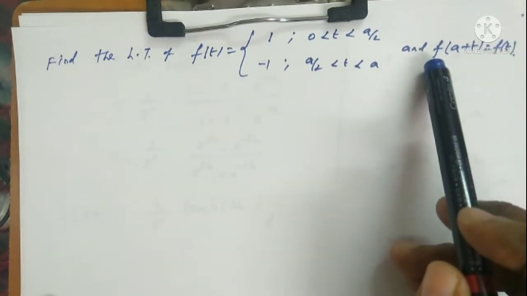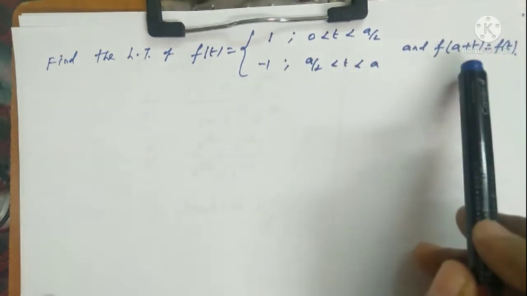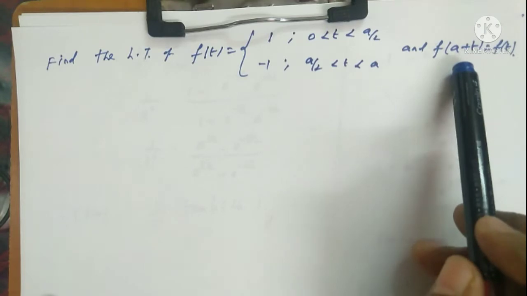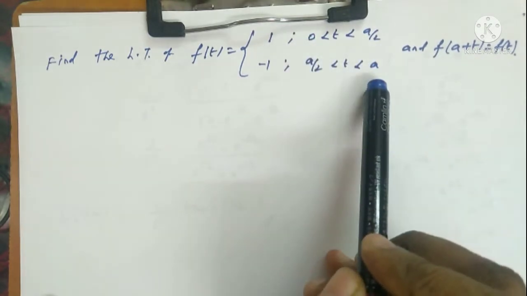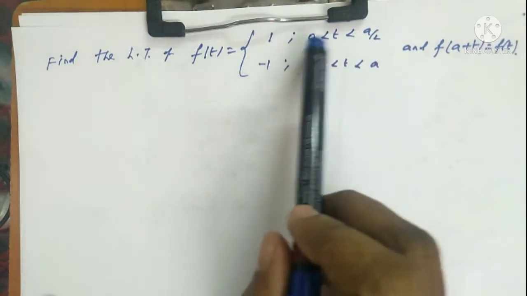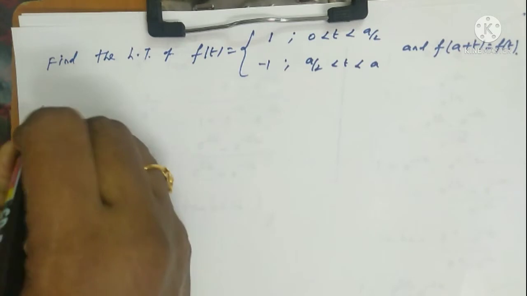So here it is given f of a plus t equal to f of t. That means f of t is a periodic function with the period a. And here also you can look at the limit, which is 0 to a, and 0 to a is split as 0 to a by 2 and a by 2 to a. So now look at the solution.